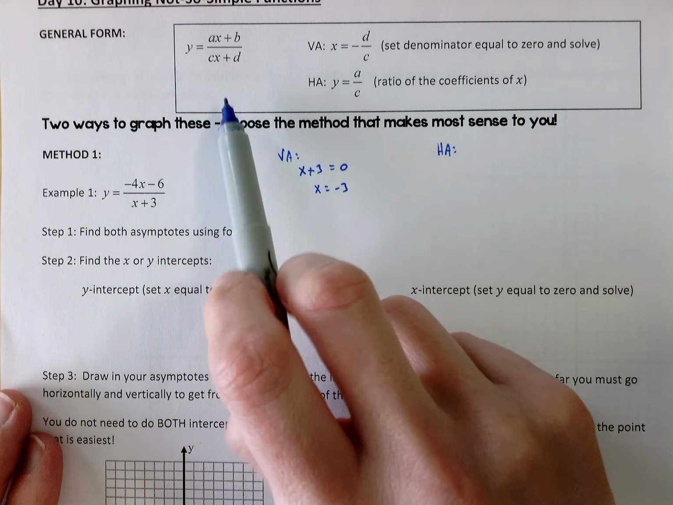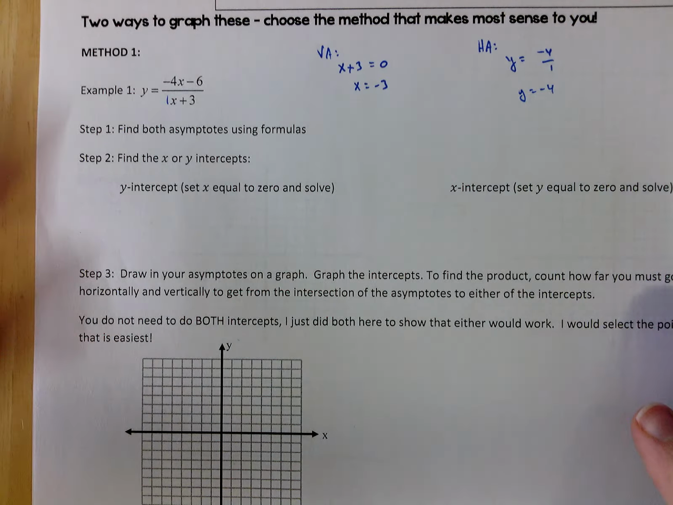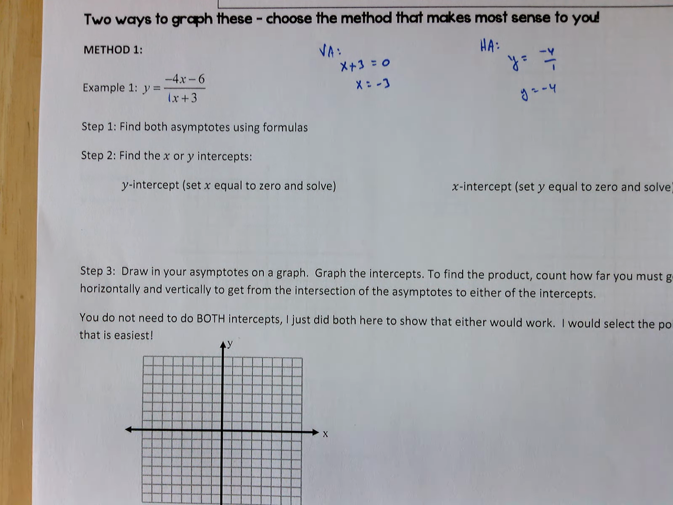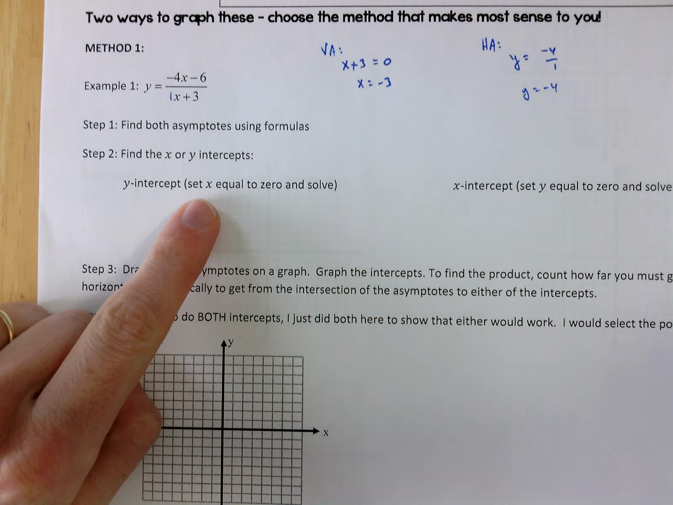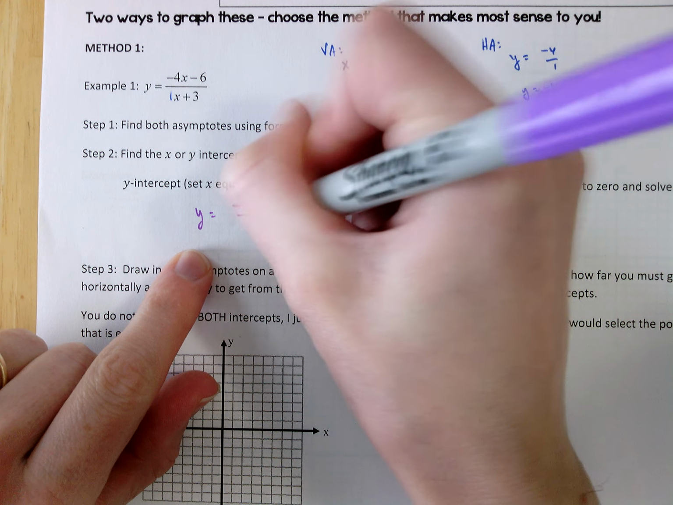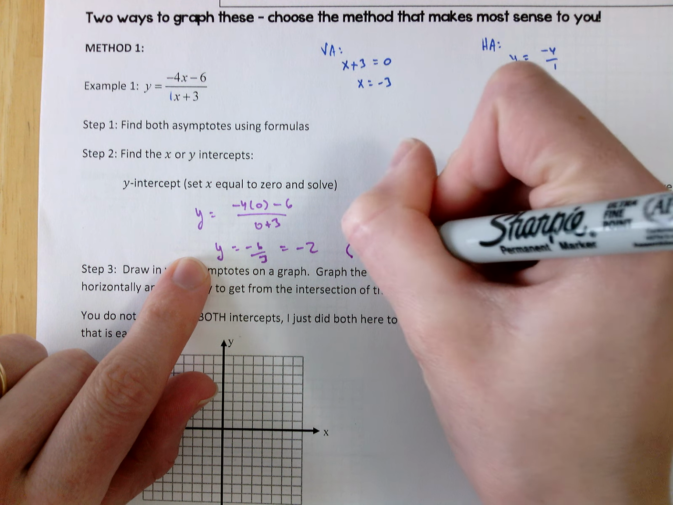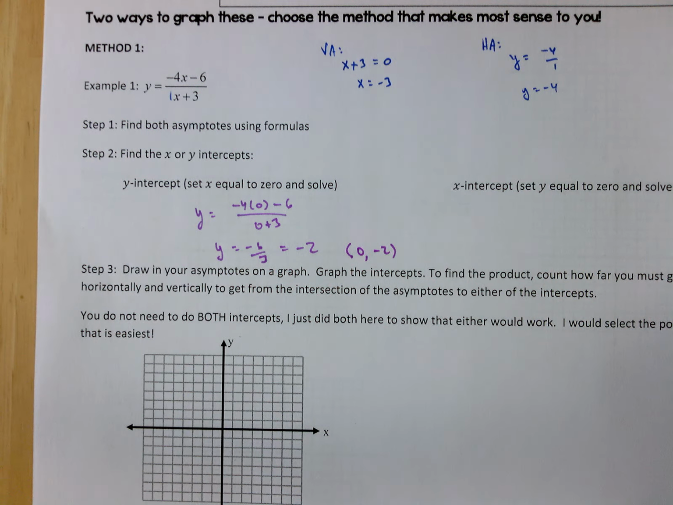Okay, and next we're going to find either the x or the y-intercept. You don't need both. Depending on the equation, one will be easier than the other, but it doesn't matter which one you go with. Okay, so let's take a look at this. To find your y-intercept, you would set x equal to 0 and solve. So I would get y equals negative 4 times 0 minus 6 over 0 plus 3. So that would be negative 6 over 3 or negative 2. Okay, so that is the point 0, negative 2. That's my y-intercept.